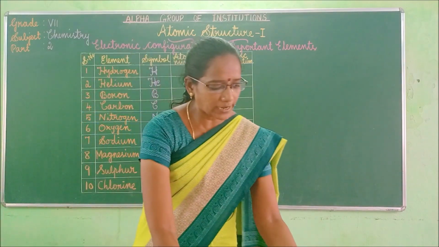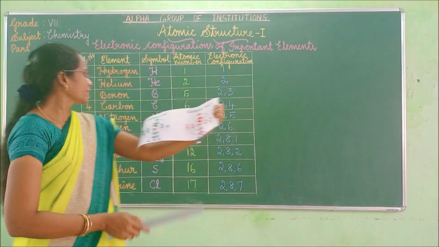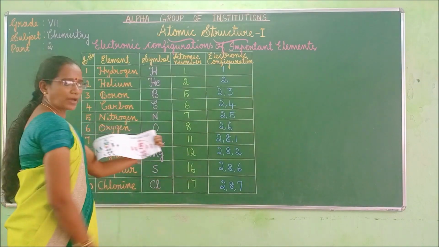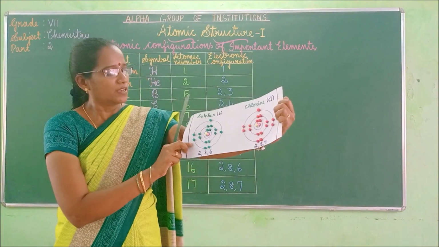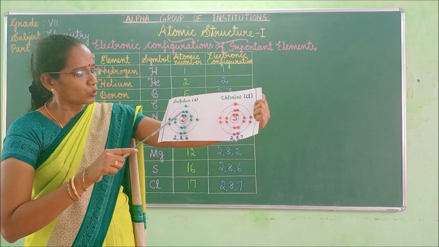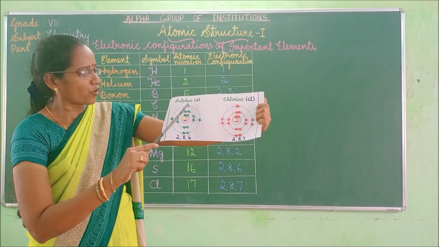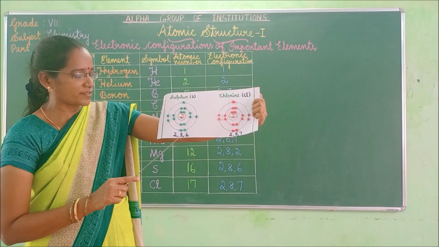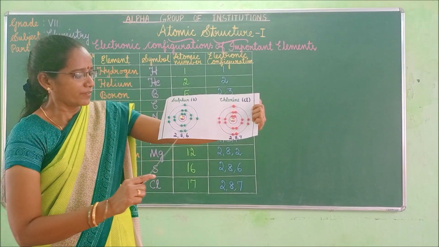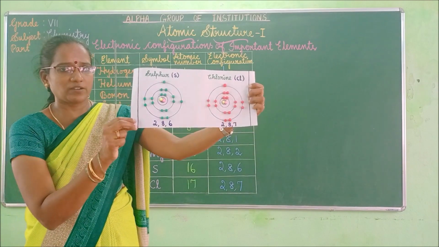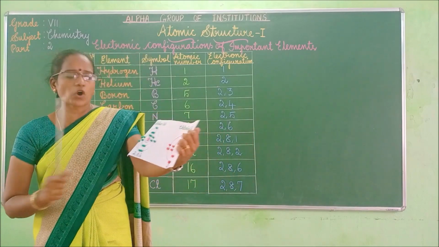Okay, good. Next one, let me see the sulfur element. What is the atomic number of sulfur? Sulfur's atomic number is 16. So its electronic configuration is 2, 8, 6, isn't it? In the first orbit 2 electrons are present. In the second orbit 2, 4, 6, 8, so 8 electrons are present, and in the outermost orbit 2, 3, 4, 5, 6, 6 electrons are present. Like this you have to write the electronic configuration of all the elements.